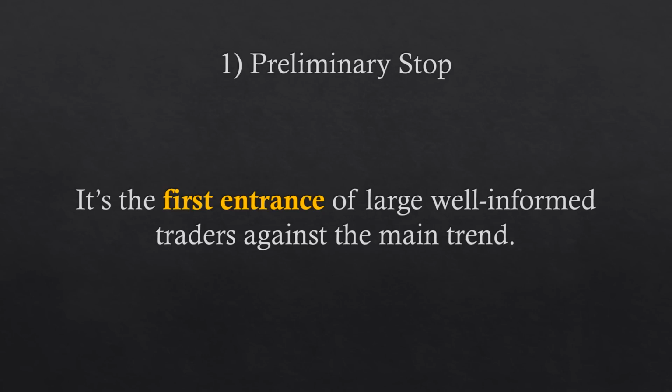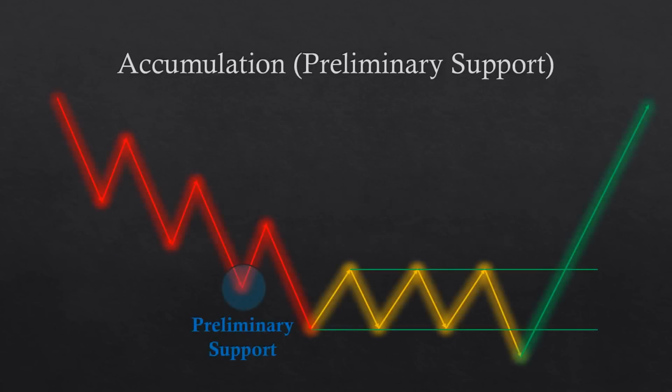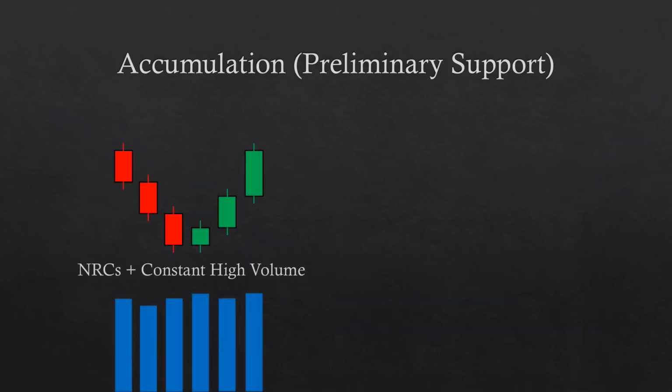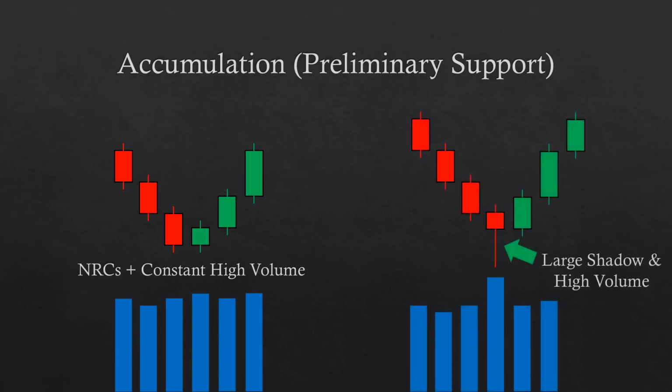Let's observe hypothetical examples of that both in accumulation and distribution processes, starting with the accumulation first. The preliminary support occurs when the downtrend is still in effect, so it's usually not the lowest point in the trend. It's just the first appearance of large, well-informed traders starting to absorb supply. As I said previously, the preliminary support will appear mainly in 2 forms, either as a set of narrow range candles with constant high volume across them, or as a candle with a prominent large shadow and high volume.